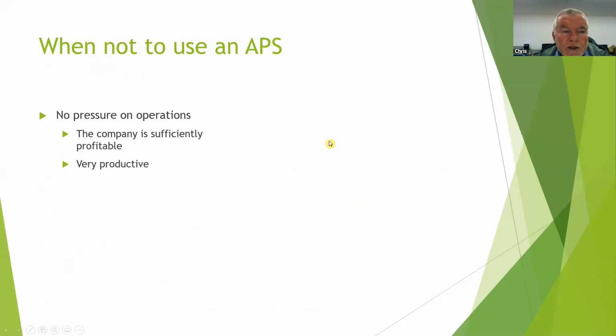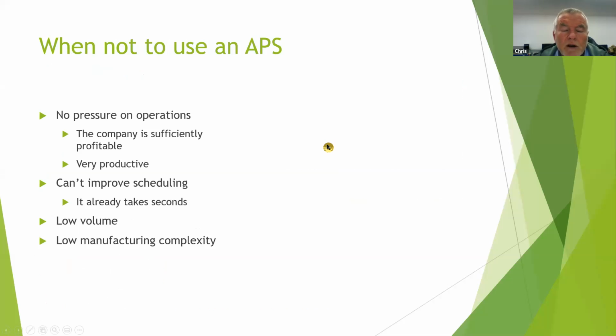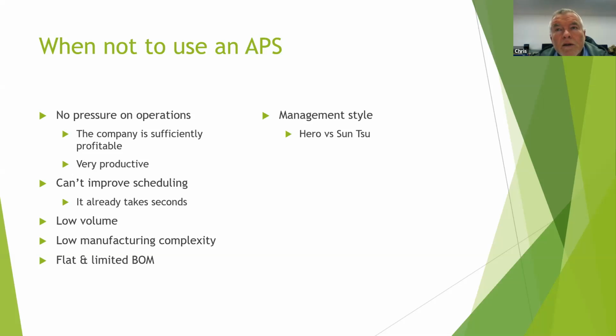All right, when not to use the system: you've got no pressure on operations, the company is sufficiently profitable, you're very productive, you can't improve scheduling, it takes 3 minutes, you've got low volume, low manufacturing complexity, and a very flat and simple bill of material. And your management style is hero versus Sun Tzu. Sun Tzu is the guy who wrote The Art of War, and his premise was the earlier you can identify a problem and resolve it, the smaller the implications are. And that you do by having the data and the system to manage it.